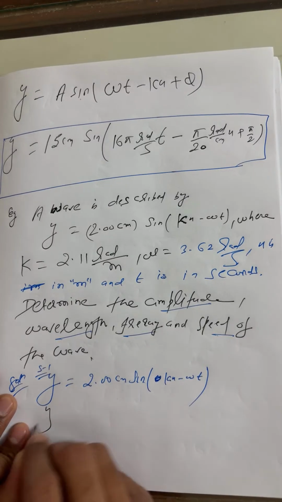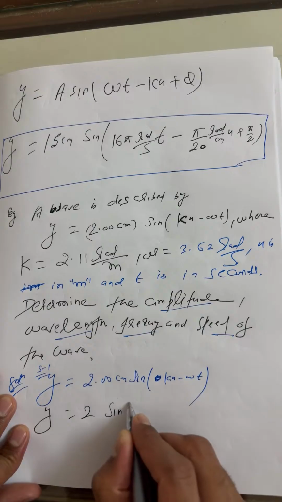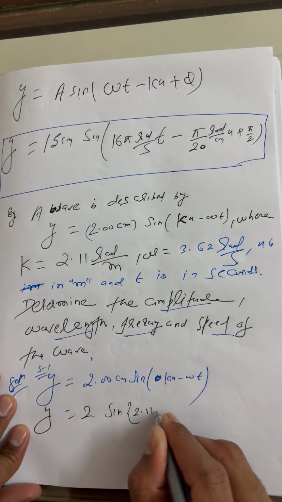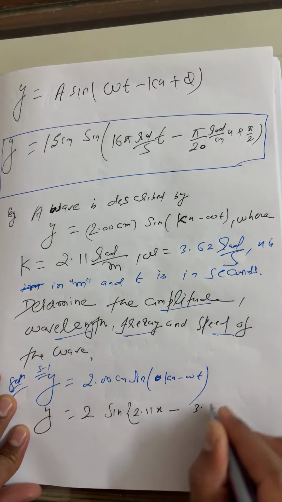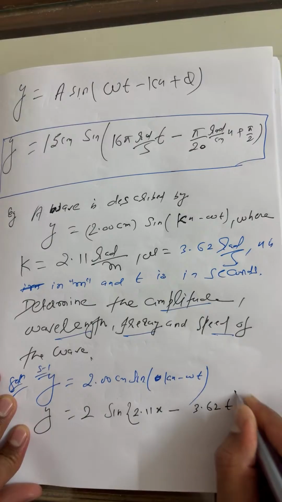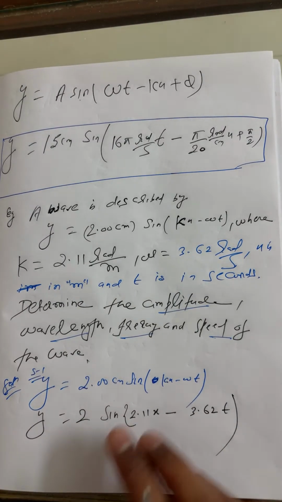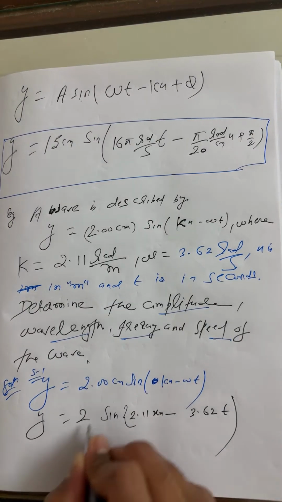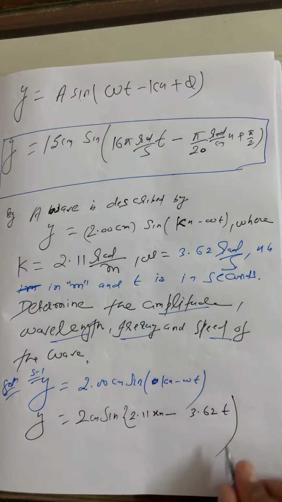So you can write y equals 2 sine of 2.11 x minus 3.62 t. Here x is in meters, y is in centimeters, and omega is in radians per second.